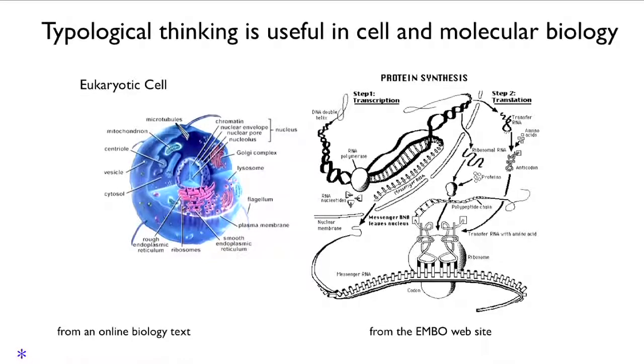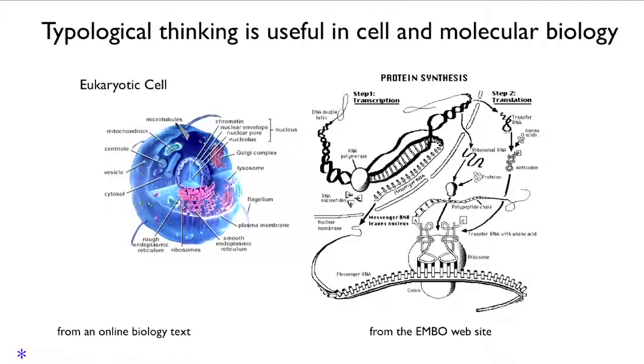So, here are examples where typological thinking works. We think about the eukaryotic cell. It's got certain characteristics. It has a cell membrane. It has a nucleus. It's got a Golgi apparatus. It's got endoplasmic reticulum. It's got lysosomes and so forth. And we just think of those things as sort of the standard kit of the eukaryotic cell. Of course, as soon as you get into developmental biology, the ways that it can be changed, the ways that it can vary are very important.